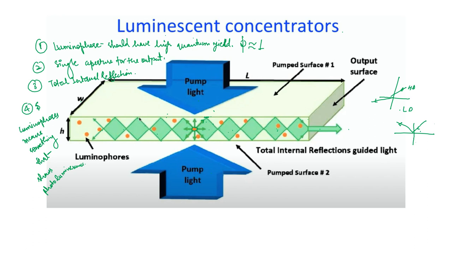As this process occurs, the light emitted from a single luminophore in different directions undergoes multiple total internal reflections within the cavity. Because of these multiple total internal reflections, there is amplification, an increase in intensity. That is what these luminescent concentrators do. As the light is pumped in, the other molecules within the cavity get excited, and further due to this excitation, they undergo total internal reflection. Out of the cavity, there is only a single aperture from which the light will be emitted out. And this is how these luminescent concentrators work.